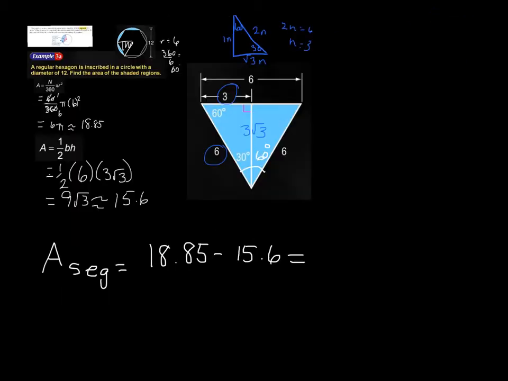15.6. So to find the area of one of these segments, we're going to take the area of the sector that we had, 18.85, minus the area of the triangle we just found, 15.6. And we're going to get 3.25, and we've already rounded. And then they wanted us to find the area of 3 of those. So I'll just multiply by 3, and we have 9.75. And they didn't give us a label, so square units.